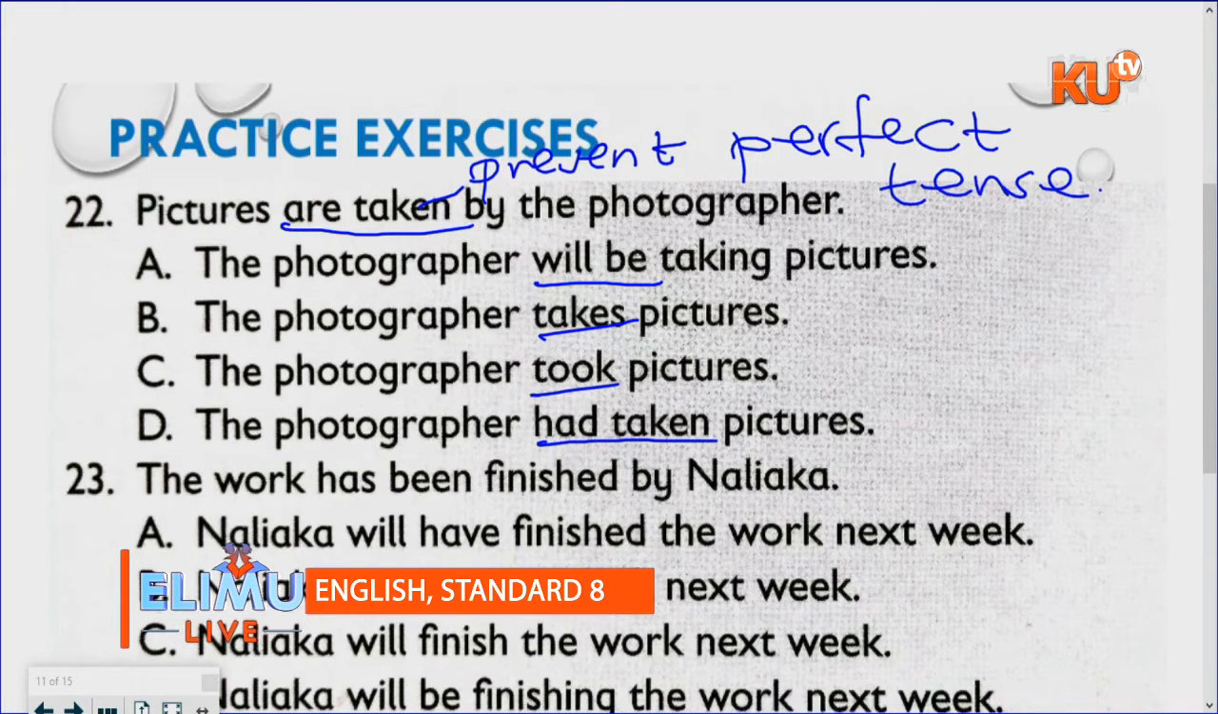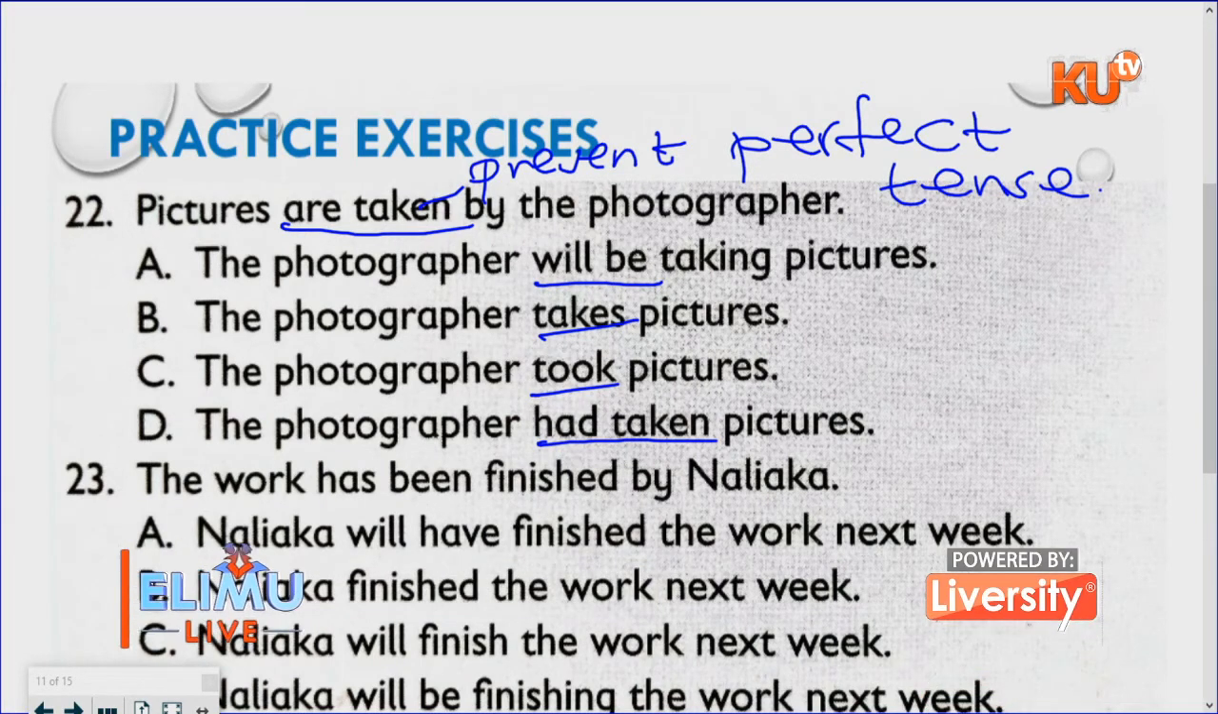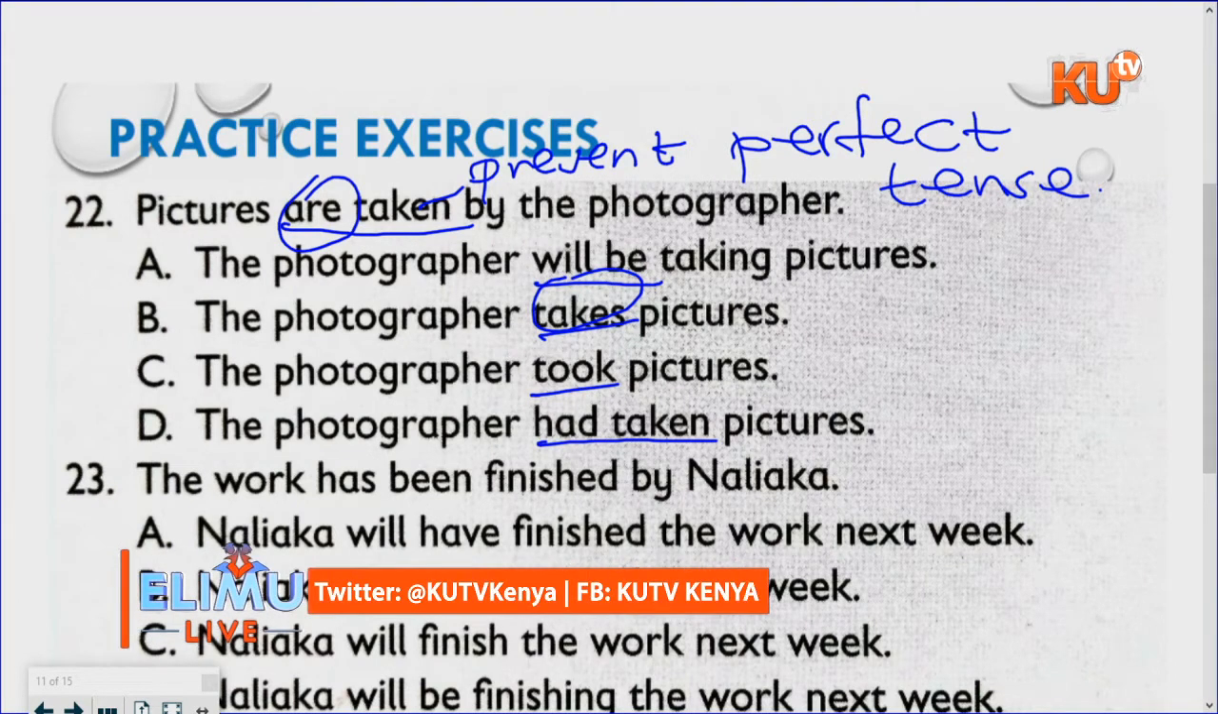Pictures are taken by the photographer. So, the correct answer is the photographer takes pictures. To remain in present tense, it has to be the photographer takes pictures, because this are is present, then takes, also the verb there tells you that it is in present. And I told you that most of the time, in perfect tense, the sentence changes to participle. So when you are changing it back to active, you remove that form of participle to become just the tense it is without being participle tense.